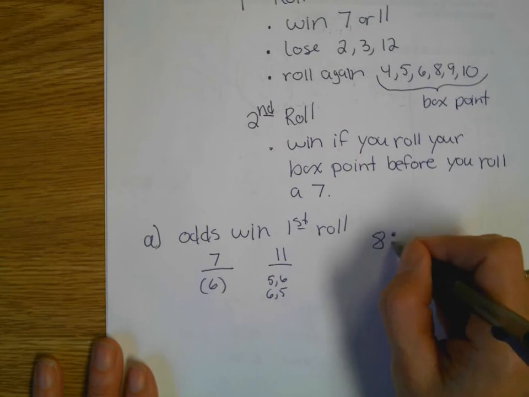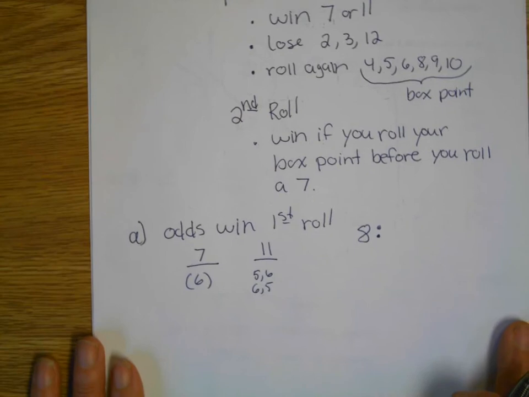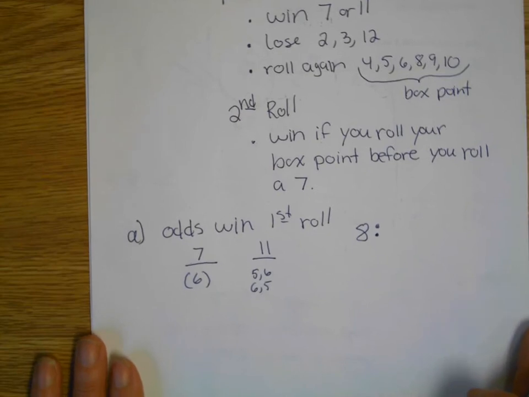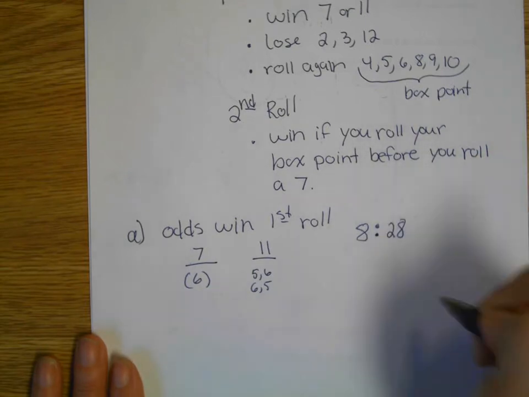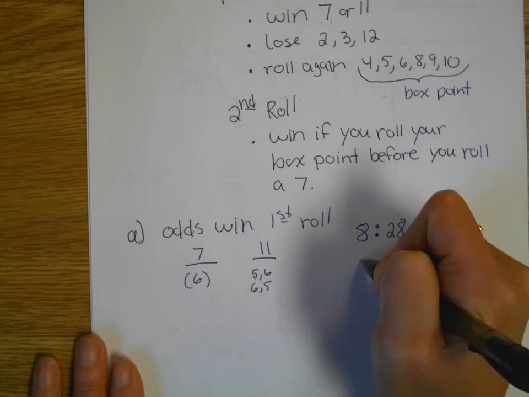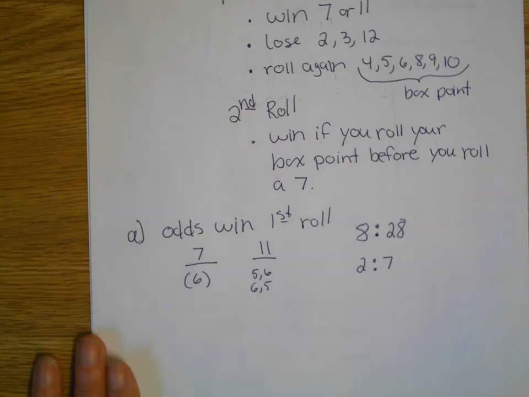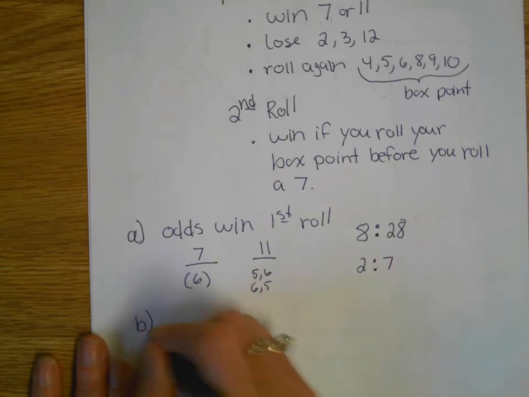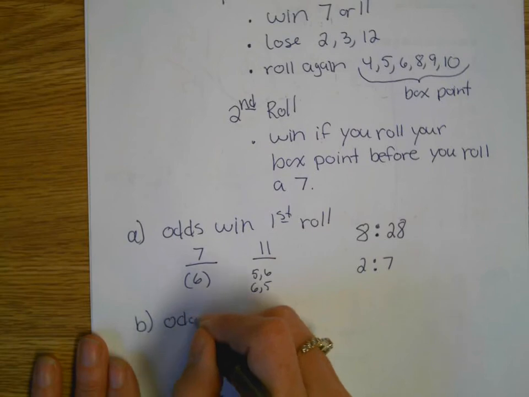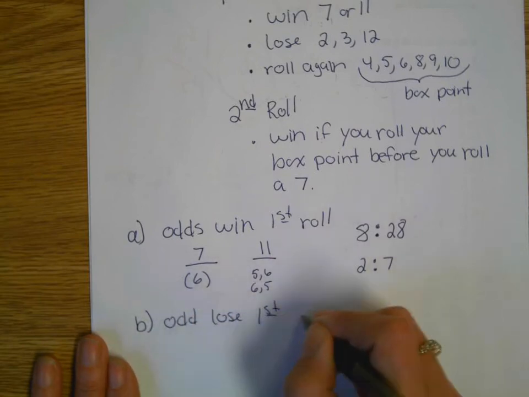So 8 successful outcomes. How many unsuccessful outcomes? 36 minus 8 is 28. Which reduces down to 2 to 7. What are the odds of losing on the first roll? And they take your money.